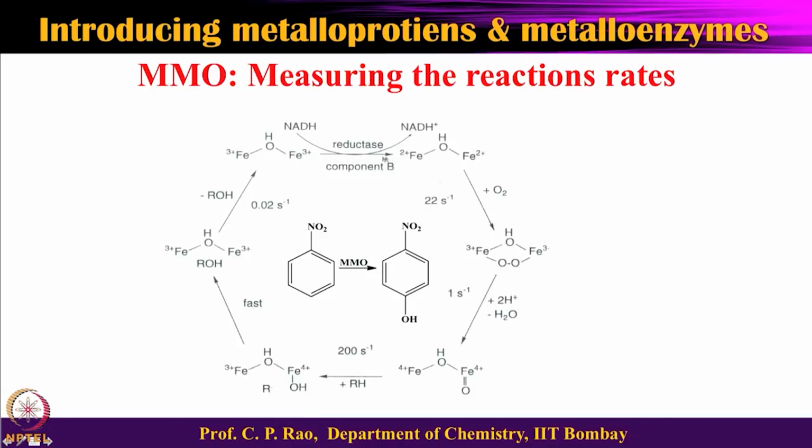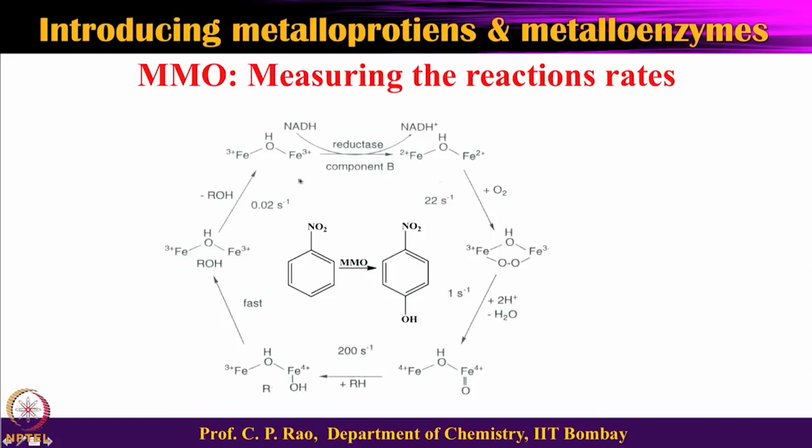So, how does one measure all these rates? One measures all these rates by taking this enzyme in vitro and putting in nitrobenzene. By measuring the concentrations of how much is converted, you can get the rate as a function of time. If you do that, you can get the rate. Okay. So, this is a very interesting thing.